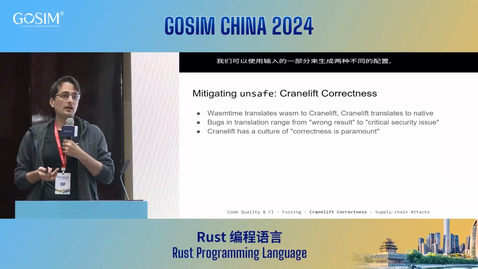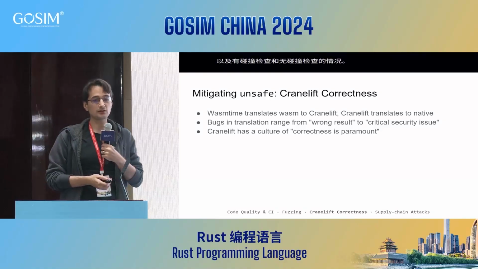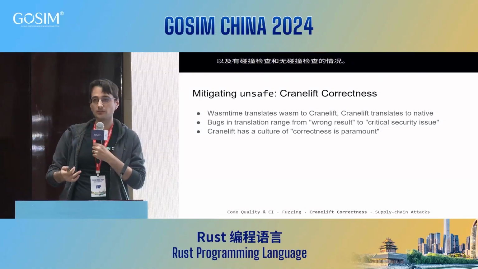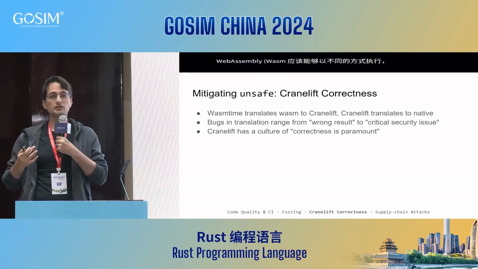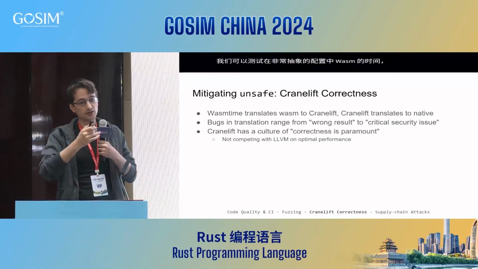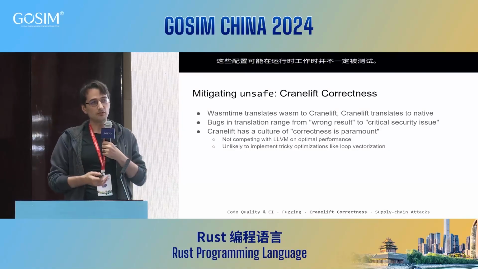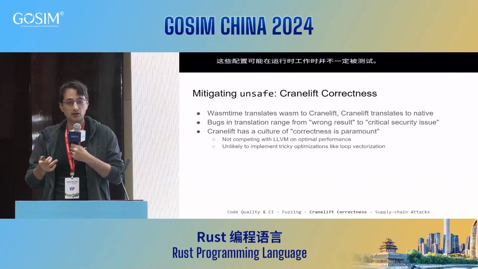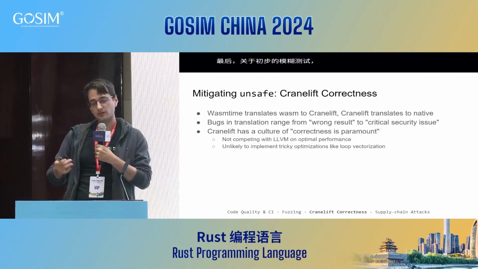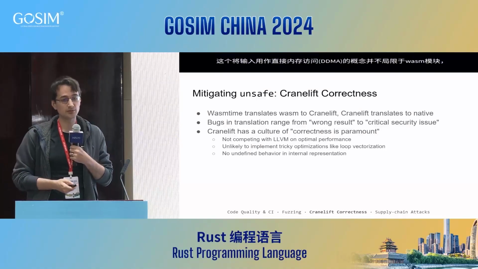And the main thing that we have to mitigate against this, because we can't entirely prove that CraneLift is correct, is that CraneLift is entirely developed from day one with this idea that correctness is the most important property. As Amani was mentioning earlier in his talk yesterday, it means we're not competing with LLVM. We're not going to implement very tricky optimizations such as loop vectorization or loop unrolling and things like that. These are not going to be in CraneLift, but they could be present in LLVM, for example.